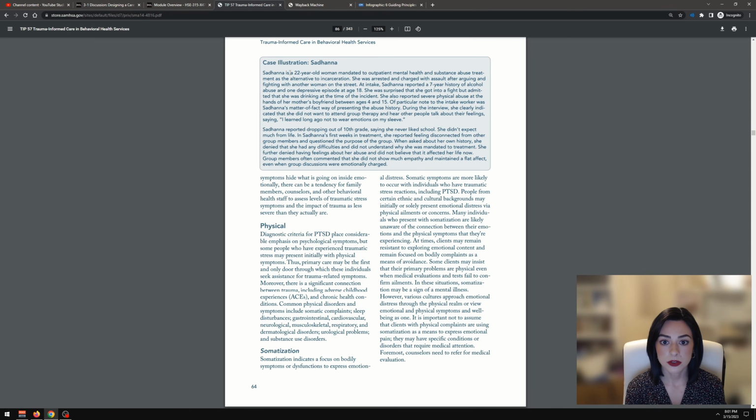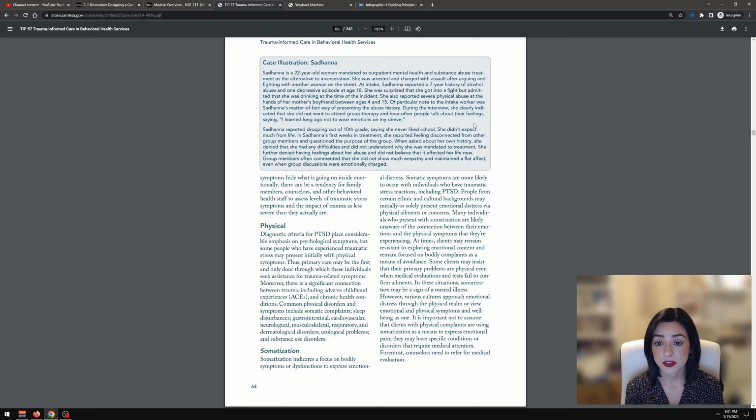If we go over here to the case study, I'm not going to read through all of this. You can read through it yourself, but there are some things I'll call attention to. The first thing is that we know this client is a 22-year-old female mandated to outpatient mental health and substance use treatment as a diversion from going to jail or prison. She was arrested and charged with assault after arguing and fighting with another woman in the street. She's only 22, but she reports a 7-year history of alcohol abuse and a depressive episode at 18, so 4 years ago. She was surprised she got in a fight, but she was under the influence at the time.